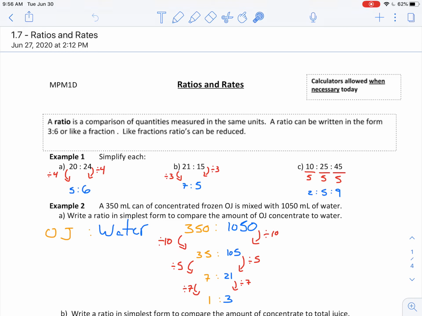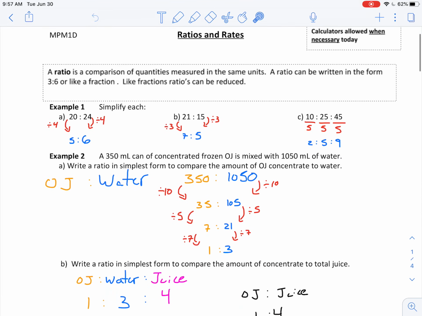to 5. Now we have 10 to 25 to 45. All three of these can be divided by a factor of 5. So when I do that, 10 divided by 5 gives me 2, 25 divided by 5 gives me 5, 45 divided by 5 gives me 9. So the reduced ratio is 2 to 5 to 9.